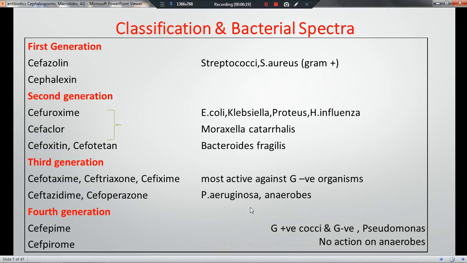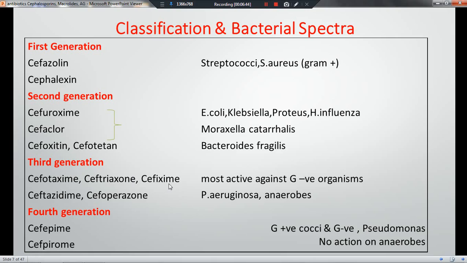They are active against gram positive, gram negative plus pseudomonas. So don't get hassled by all these names. Keep on repeatedly reading this and revising these names, and try to learn at least 2 examples from each generation. And remember, first generation is gram positive, second generation is mainly gram negative, and few are active against anaerobes.